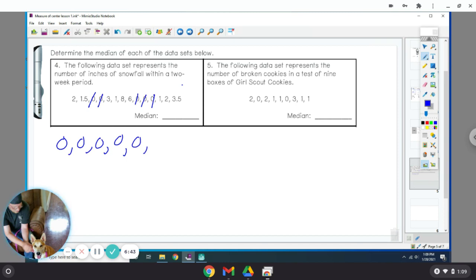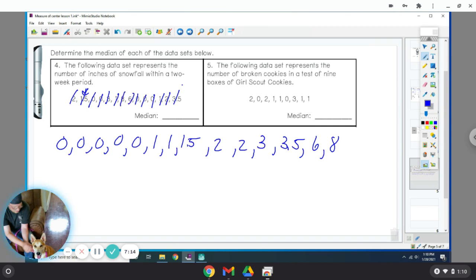So I'm going to cross off 1. And there's another 1. Next will be my 1.5 over here. Next would be 2, and then another 2. And then 3. Then 3.5. Then 6. Then 8.